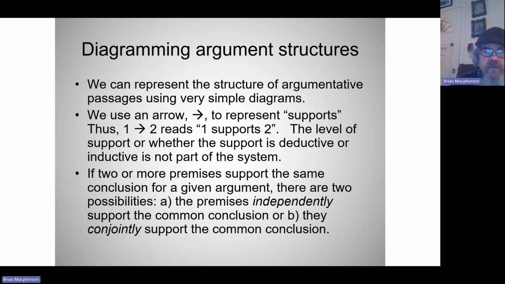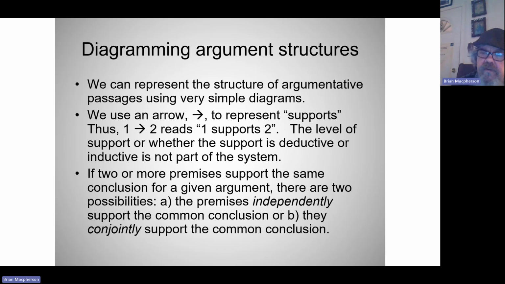Okay, so let's look at the first topic. It should be on the screen here, diagramming argument structures. So as I say here, we can represent the structure of argumentative passages using very simple diagrams, right? So this isn't a complicated method. It's a very straightforward, simple method. And essentially, it's a way of telling you what the premises are in an argumentative passage and what the conclusion or conclusions are. And so to represent that, we're going to use arrows.